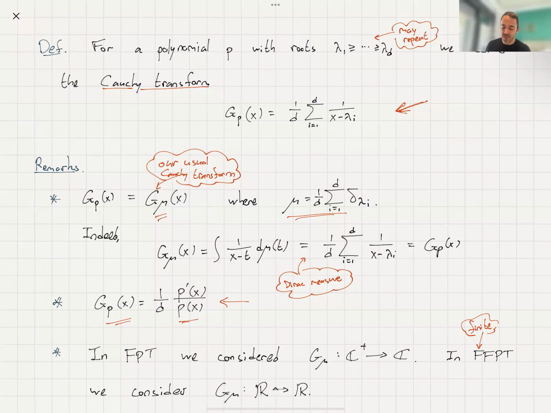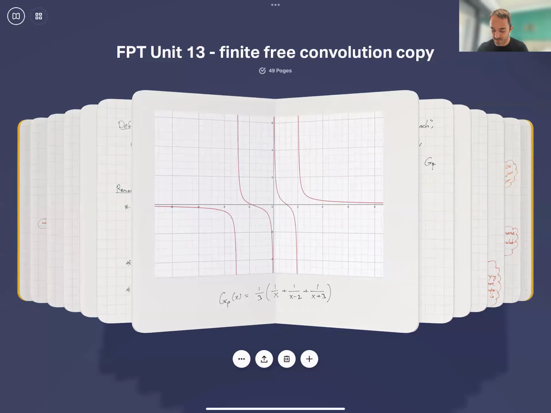And as I said, in free probability theory, we consider the Cauchy transform as a function from the upper half plane to the complex plane, and it actually happened to have image which is the lower half plane. But in finite free probability, we are going to only consider it as a real valued function, in particular only to the right of the leftmost root, the max root of the polynomial, or lambda 1.